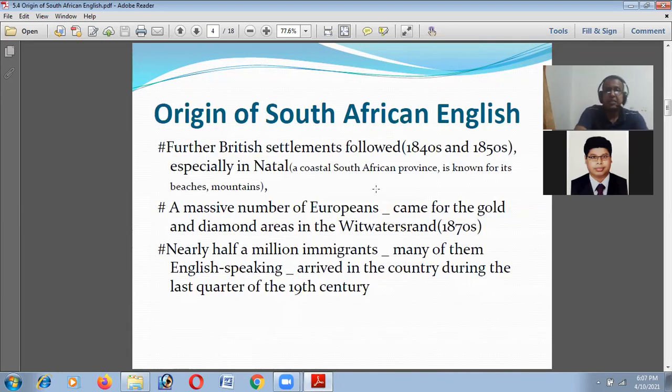Further British settlement followed in the 1840s and 1850s, and especially in Natal, a coastal South African province known for its beaches and mountains. That is where they established Natal. Massive numbers of Europeans came for the gold and diamond areas in the Witwatersrand.